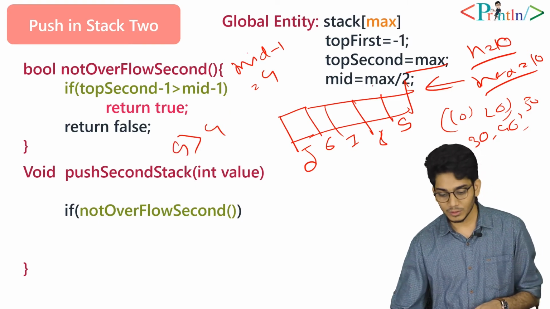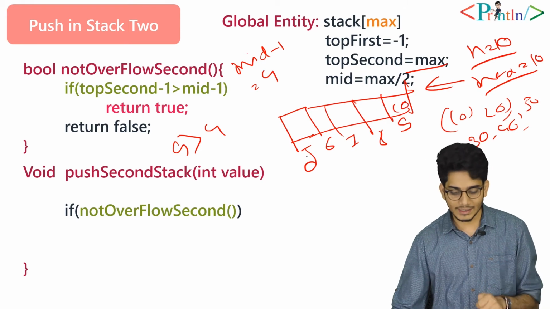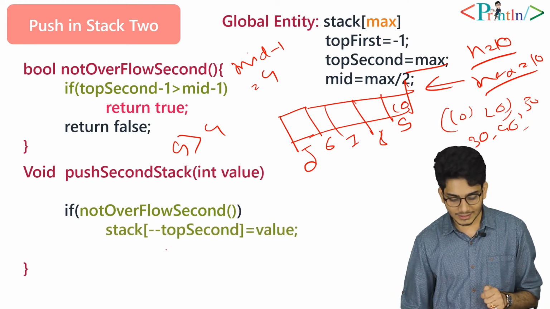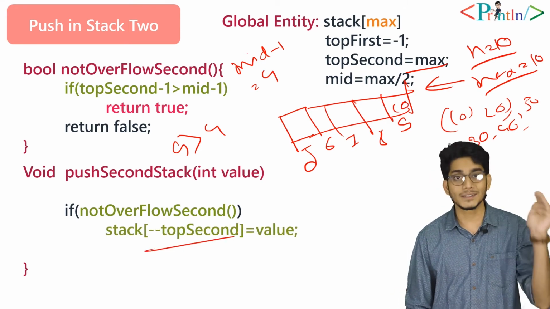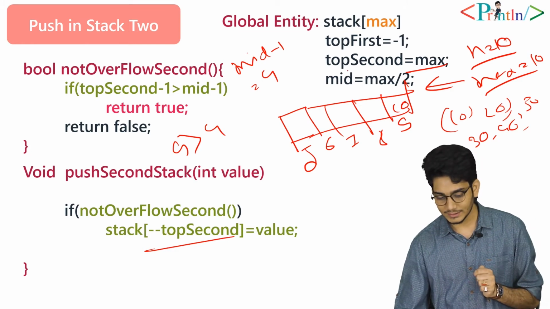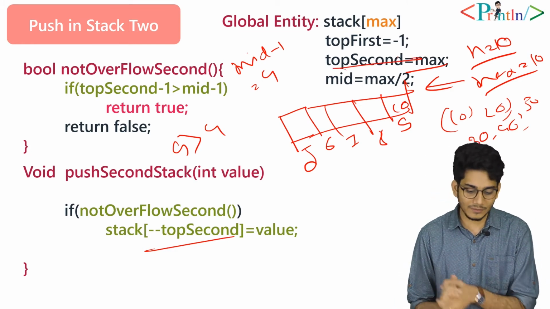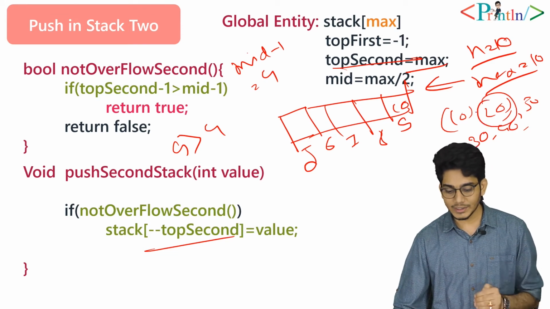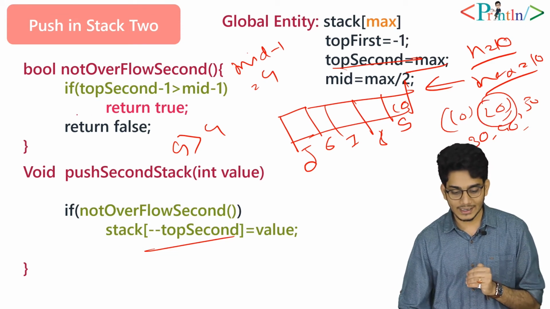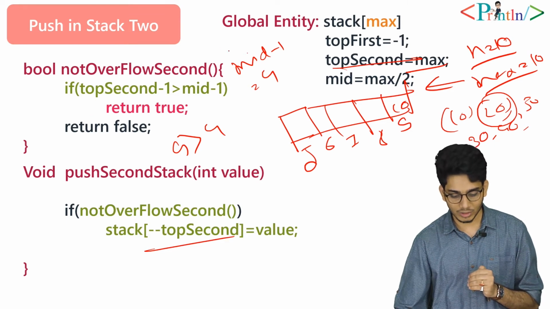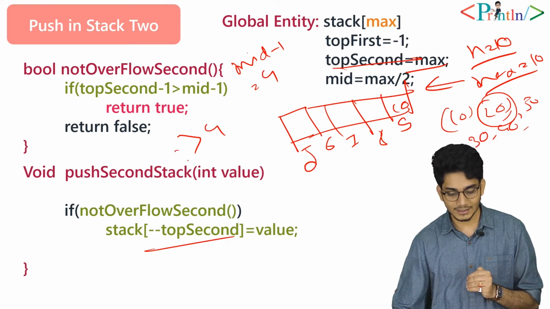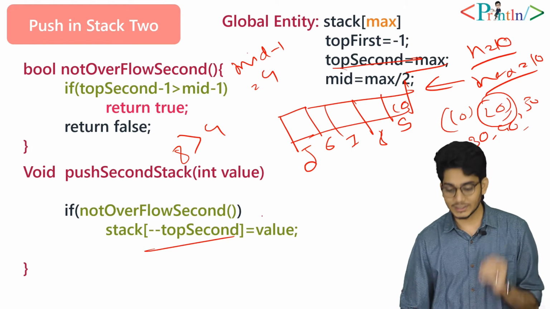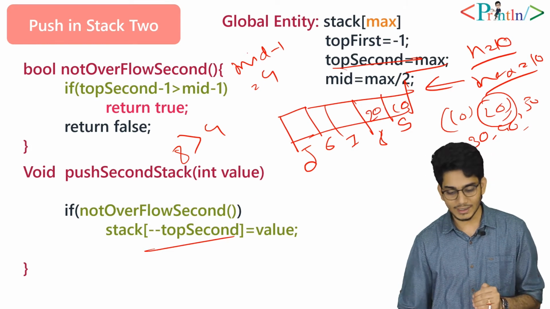9 is greater than 4. So we'll push 10. Then again we'll decrement our top second, that is the counter. Then what will be the value of the top second? It will be 9. Now for inserting 20, we'll check whether 9 minus 1 is greater than 4 or not. 9 minus 1 is 8. 8 is also greater than 4. So we'll push 20 at the 8th position.